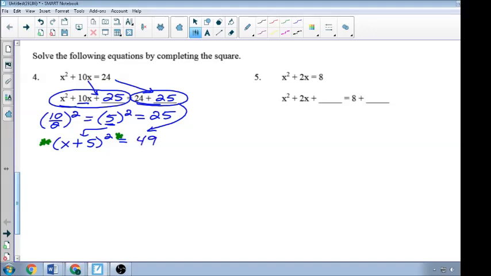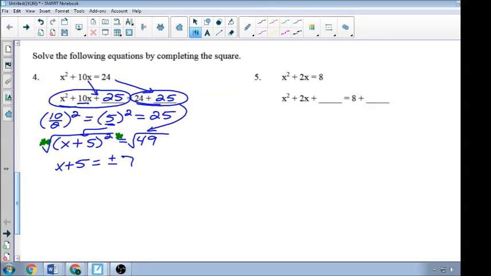Okay? At this point, we can use our knowledge of square roots to solve the rest of this problem. So since I have x plus 5 squared equals 49, I can go ahead and square root both sides. It gets me x plus 5 equals plus or minus 7. Do not forget about the plus or minus. It is extremely important in these problems.